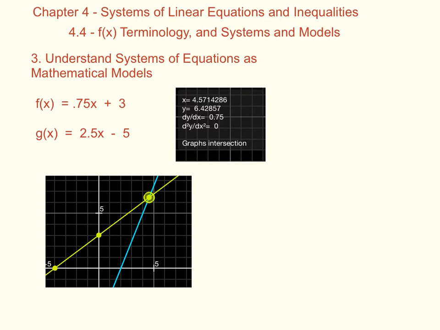We see the slope of the yellow line would be 0.75. So remember, these 2 equations represent lines that are graphed, and the intersection is where those 2 are equal.